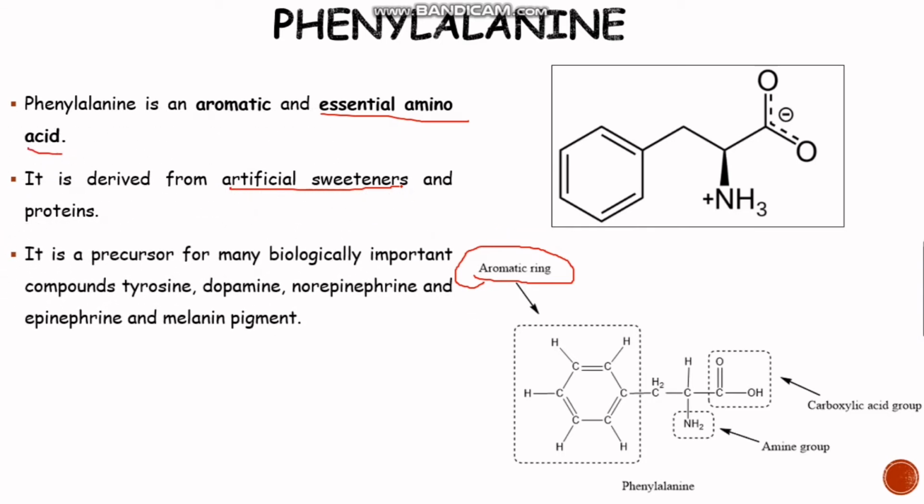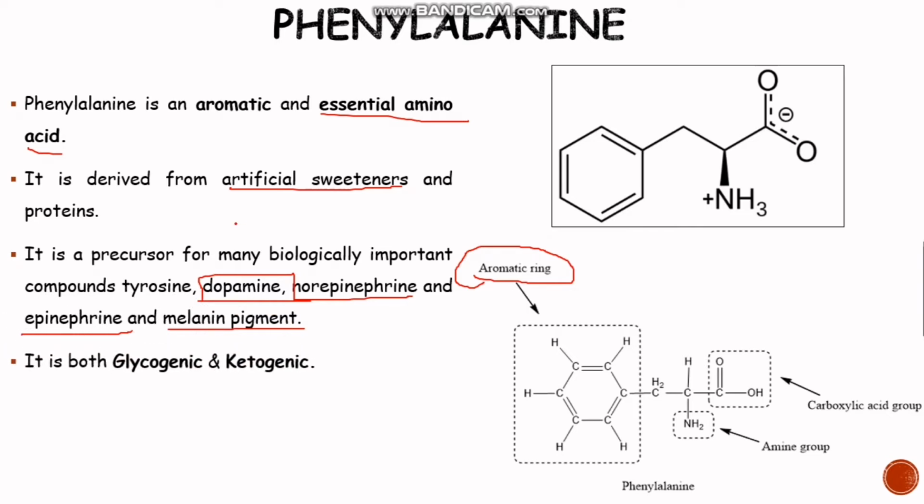Phenylalanine is believed to be the precursor of many biologically important compounds such as tyrosine, dopamine, norepinephrine, epinephrine, and melanin pigment. Dopamine is a neurotransmitter, an important chemical in the brain that helps to conduct nerve impulses, to take messages from one neuron to another. Norepinephrine and epinephrine are both hormones which are very important in your fight or flight response. And melanin is a type of pigment present in the skin. It gives color to our skin, hair, and eyes.